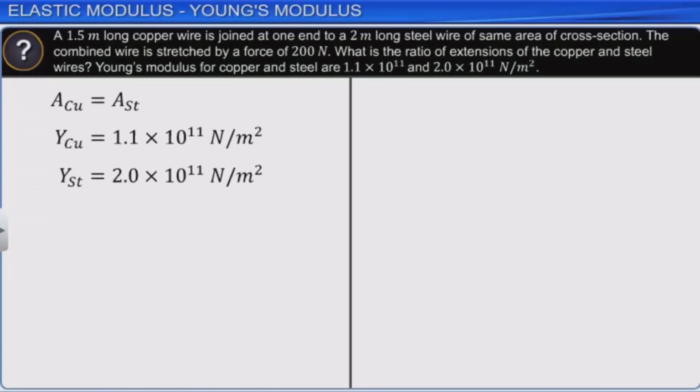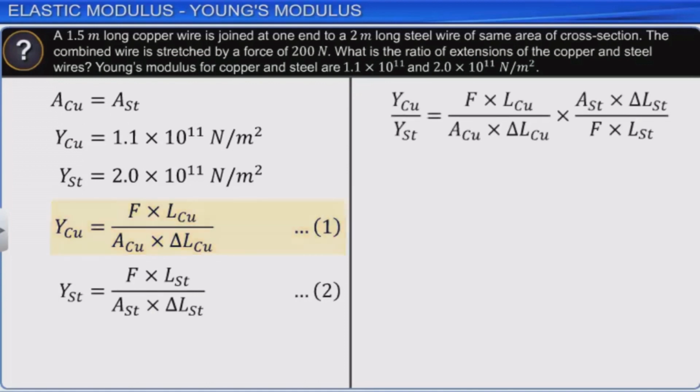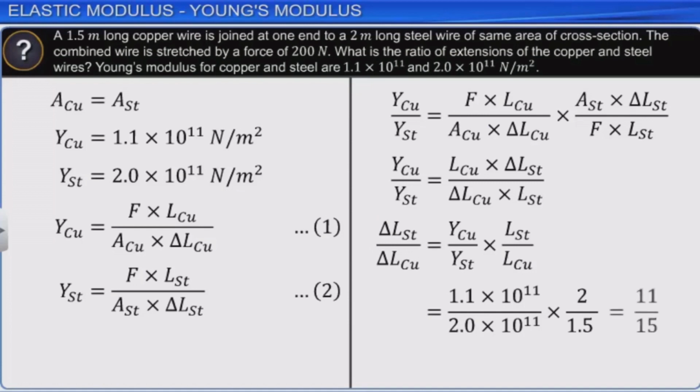We write the expression for Y for the copper and steel wires. We divide equation 1 by equation 2 and cancel out the equal values of areas of cross-section and the force F. We rearrange the equation to get the ratio of delta L steel to delta L copper. Now, substitute values into the right side of the expression. We simplify to get the ratio of extension of the copper wire to steel wire as 11:15.